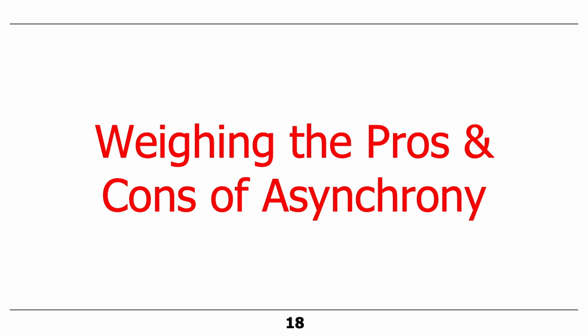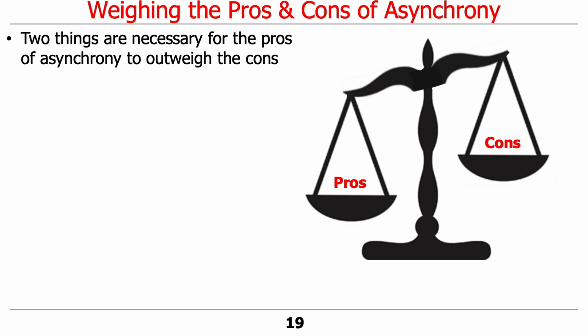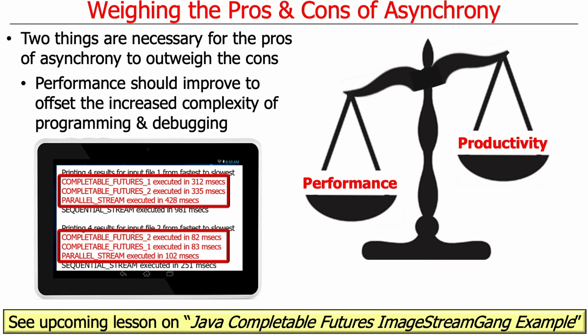So let's talk about the pros and cons of this. In order for the pros of asynchrony to outweigh the cons, we have to look at other factors. One is, if you're going to go to all the trouble to learn to do asynchronous programming, you'd better get some kind of benefit for the extra effort. In particular, you want to make sure that the complexity leads to better performance. And indeed, in some cases, it does. We'll take a look at some examples later that show how this works.